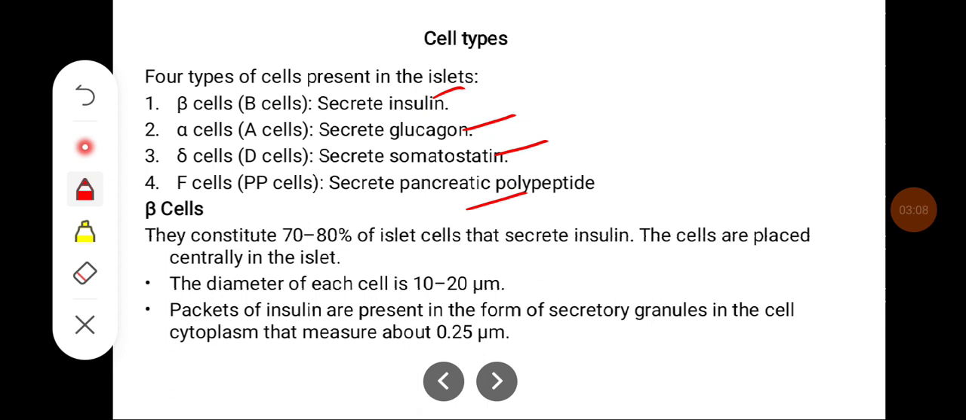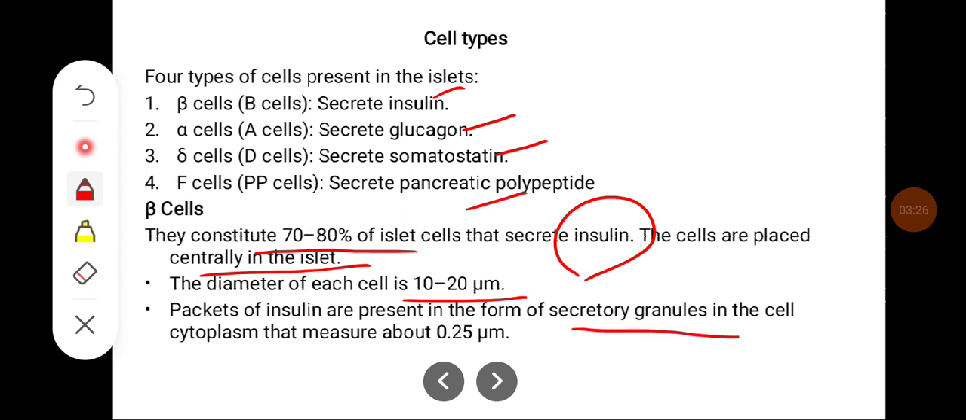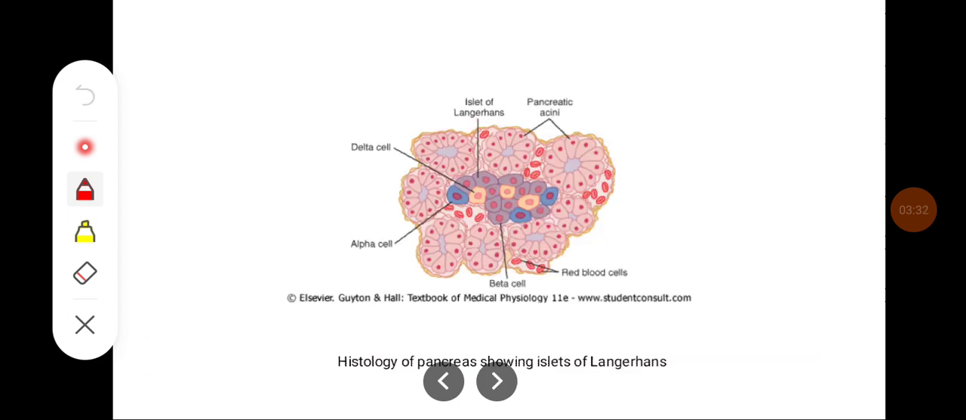Beta cells constitute around 70 to 80% of the islet cells and secrete insulin. The cells are placed centrally in the islet. The diameter of each cell is around 10 to 20 micrometers. Packets of insulin are present in the form of secretory granules in the cell cytoplasm that measure about 0.25 micrometers.